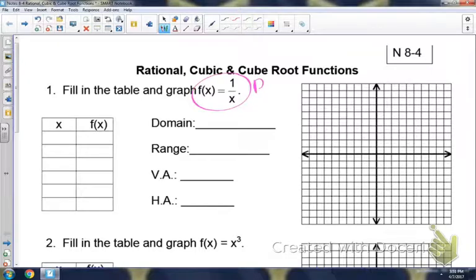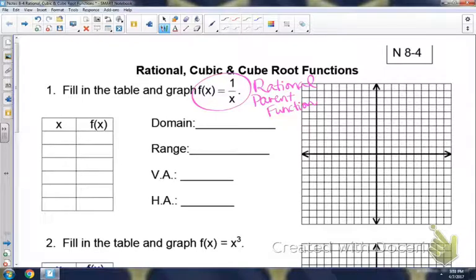So this is your rational parent function. We looked at this type of graph several units ago. Remember, it's like two separate parts. You have a vertical and horizontal asymptote, and we're going to talk about that in a few minutes.